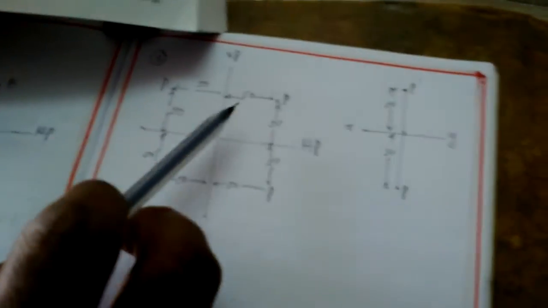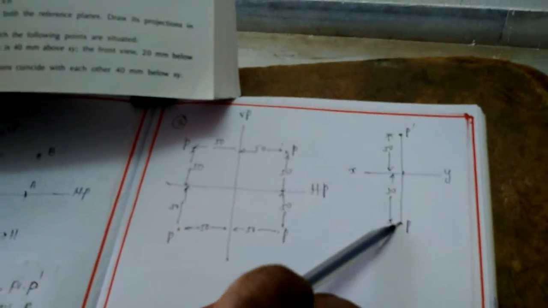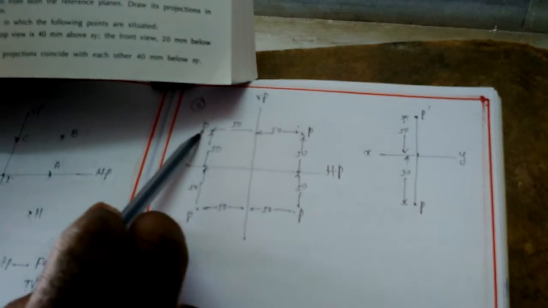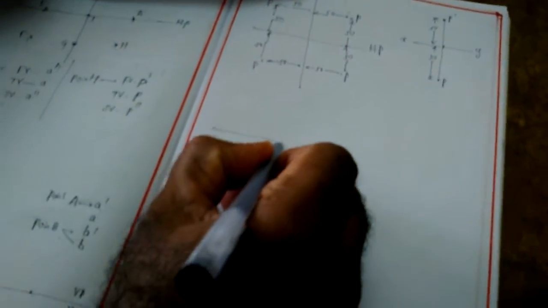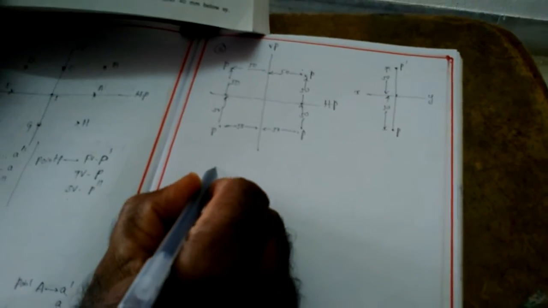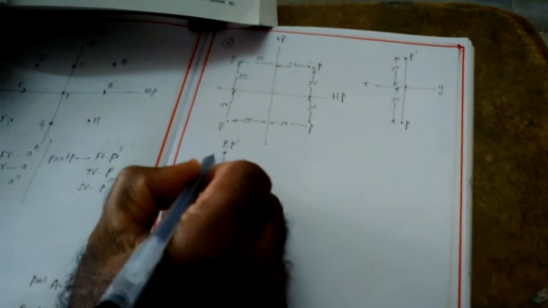For the case 1, the point is in first quadrant. That's why above HP, in front of VP. Suppose the point is in second quadrant. Above HP, behind of it. That's why both coincide in the single line. Here see, this is XY. Both are above XY only. Here 50. So P and P dash both occupy here only. So this is 50.